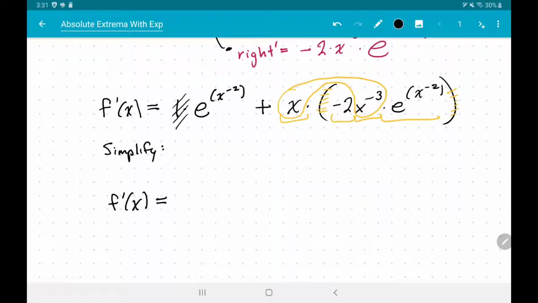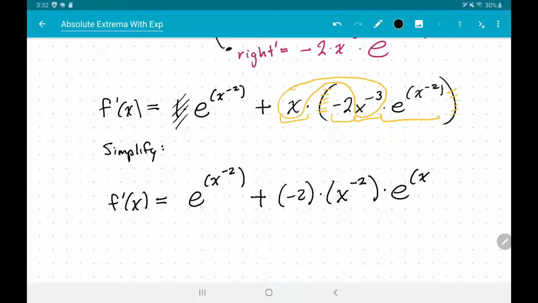Now I can imagine grouping the multiplication by x with the multiplication by x to the negative third. Okay, so first step, let me just copy the part that was easy to simplify. Then over here, I'm going to copy the factor of negative 2. x times x to the negative 3 simplifies to x to what power? x to the negative 2. Then times e to the power x to the negative 2.